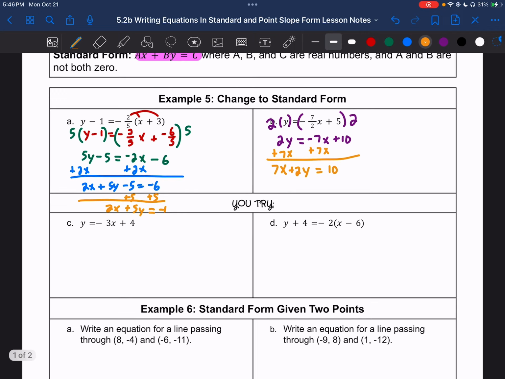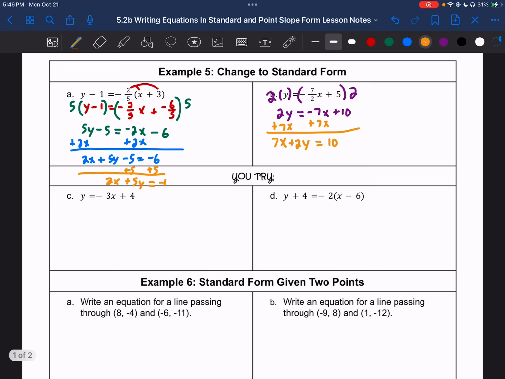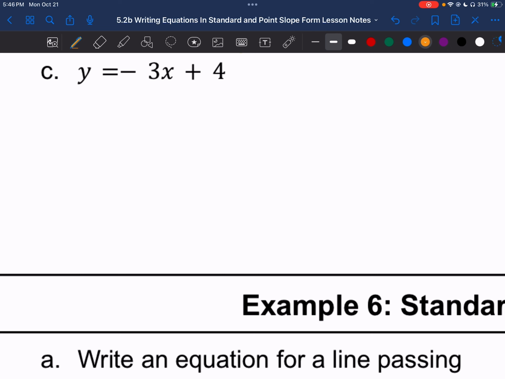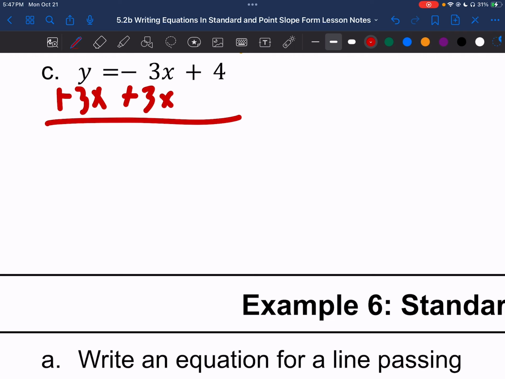Now, you have two Try problems that I'd like you to do on your own, and then check your work against mine. Letter C, y equals negative 3x plus 4. We don't have any fractions, so the first step I'm going to do is add 3x to both sides. And we've got 3x plus y is equal to 4. And there we are. We're in standard form. Everything is integers. Ax plus by equals c.